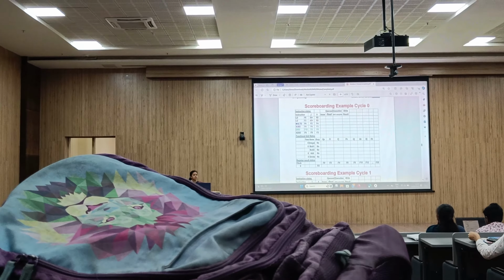Write in pencil, cycle 1 what happens, cycle 2 what happens, cycle 3 what happens. When you go from, for example, cycle 2 to cycle 3, you may need to erase something. If you write in pencil, you can easily erase it. So, use pencil and eraser while writing the status in the scoreboard. Wherever required, erase it.